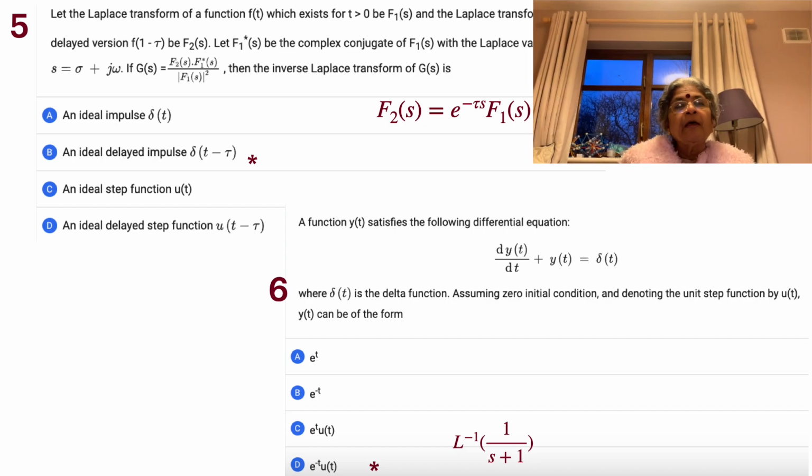So we know that we have Y(s) equal to 1 by (s plus 1), because delta(t) has a Laplace transform equal to 1, where delta(t) is the delta function, assuming 0 initial conditions and denoting the unit step function by u(t), y(t) can be of the form. So you have to take the Laplace inverse of 1 by (s plus 1), which is equal to e raised to minus t.